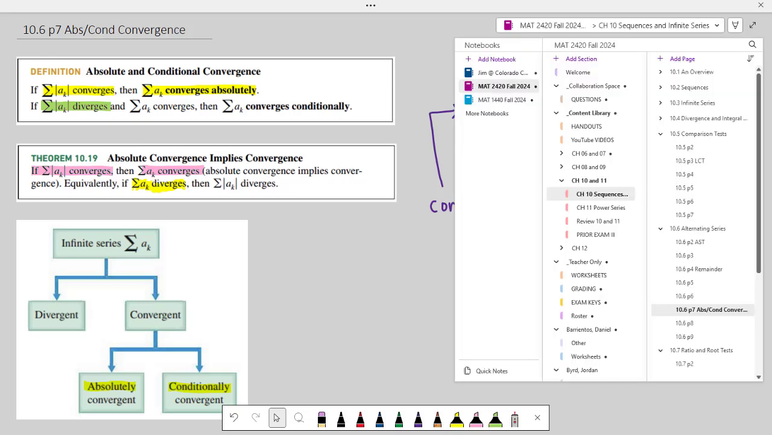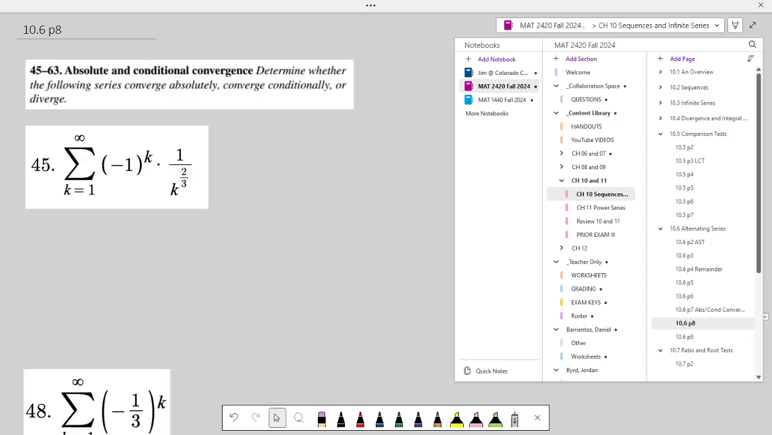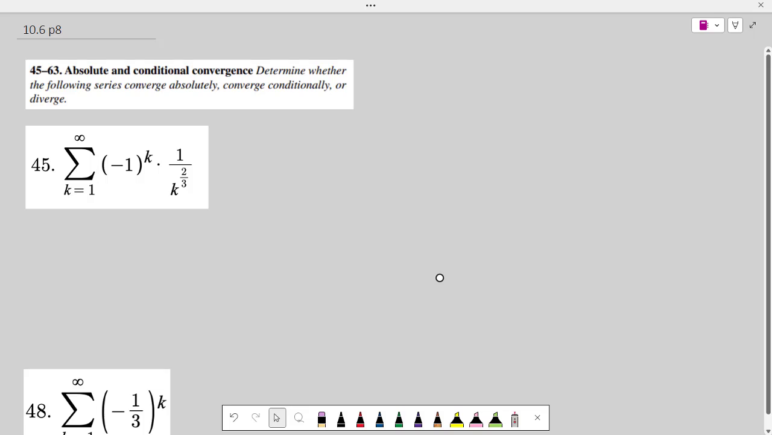Okay, so let's try one of these. So here we've got an alternating series. We see the switch. Determine whether the following series converges absolutely, conditionally, or it diverges. Do we need to review p-series? Do we remember p-series? Let's put it over here in the corner. So p-series is 1 over k to the p. And if p is bigger than 1, we get converges. And if p is less than or equal to 1, we get diverges.